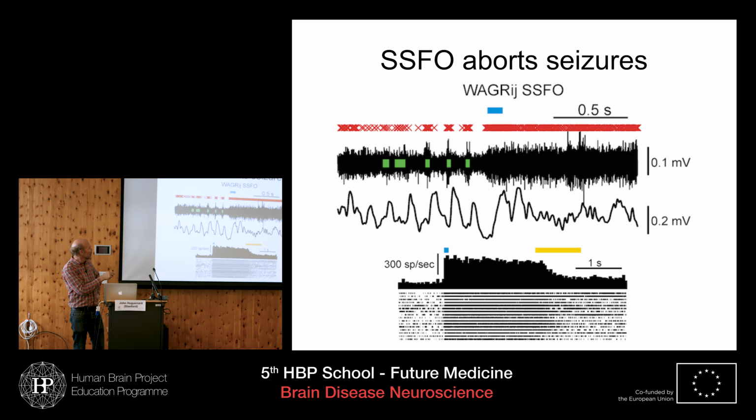And at this point, we apply blue light, and that turns on SSFO, and it pushes the membrane potential of the relay cells up by a little bit, by 5 or 10 millivolts. It changes their firing mode. Now you see there's no green here at all. We've prevented these cells from bursting by depolarizing them, and what we get is an instant normalization of the EEG. So the seizure is aborted by suddenly changing the firing mode of these cells.